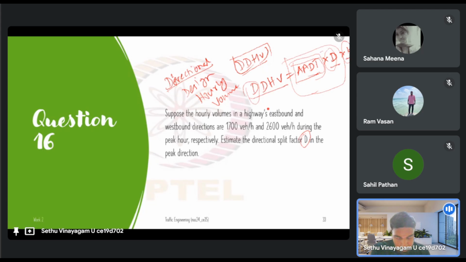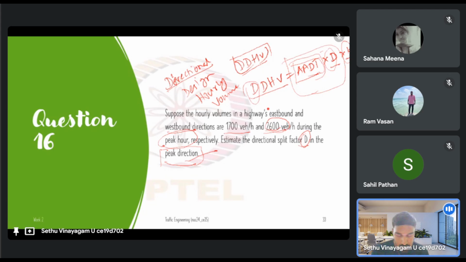We are given the flows in both directions, 1700 and 2600, and we want to estimate the D factor for the peak direction, right? We can calculate for both directions, but in this question we are only concerned with the peak direction. And how do we determine which is the peak direction? In the peak hour, whichever direction has the highest flow is the peak direction. So in the peak hour, the westbound direction has the highest flow, 2600, which means the westbound direction is the peak direction, and for that we want to find D.